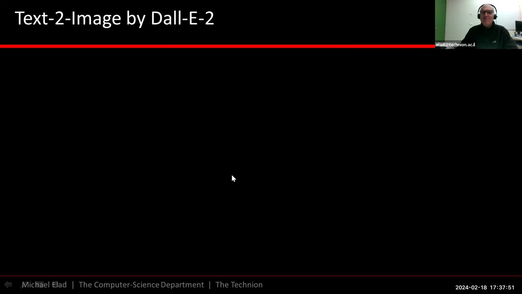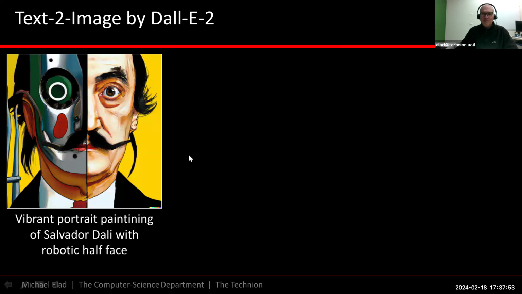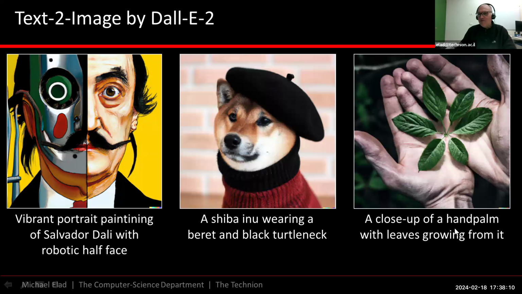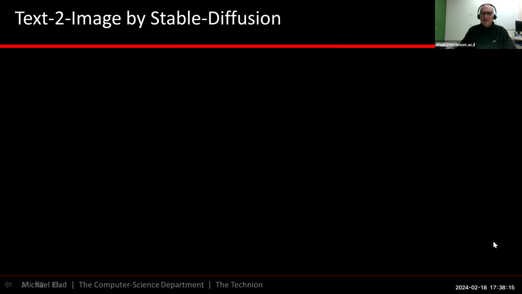So here are images from DALL-E 2. Let's go through them because they are amazing. Vibrant portrait painting of Salvador Dali with robotic half face. Just look at it. A Shiba Inu wearing a beret and black turtleneck. A close-up of a hand palm with leaves growing from it.